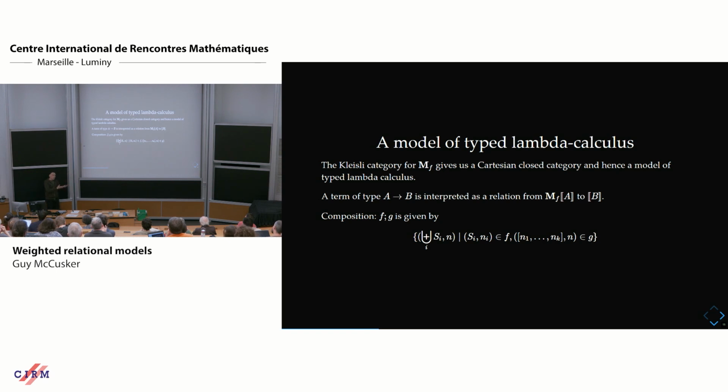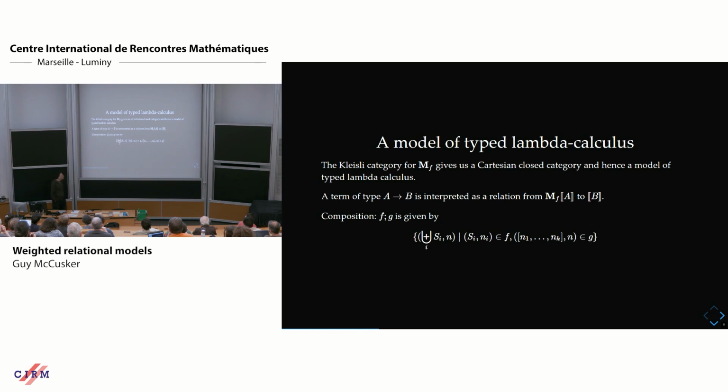So how does it work? If you have a term of type A arrow B, you get a relation from finite multisets of A's to B's. And I can tell you concretely how the composition works. It works like this. And the nice way to read this is from right to left, as if it was the Kleisli composition in the category of the monad.